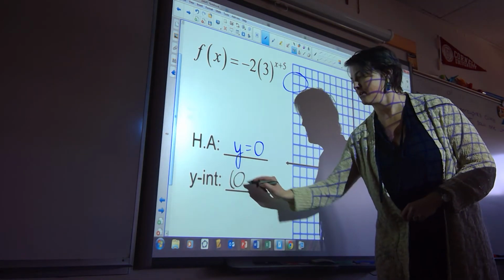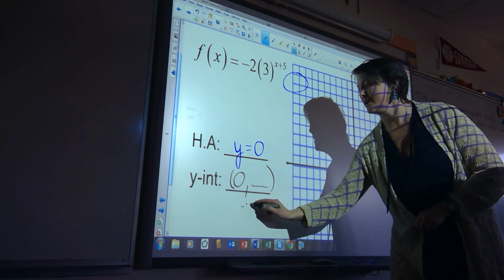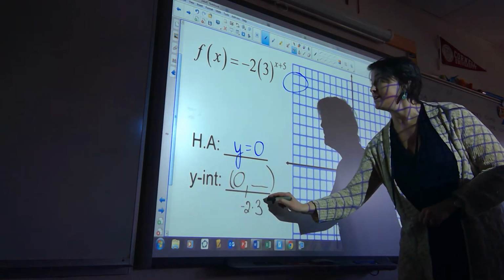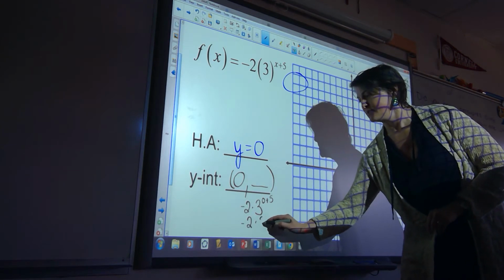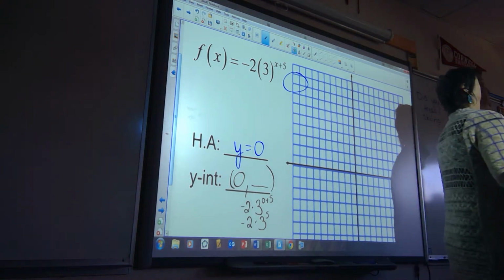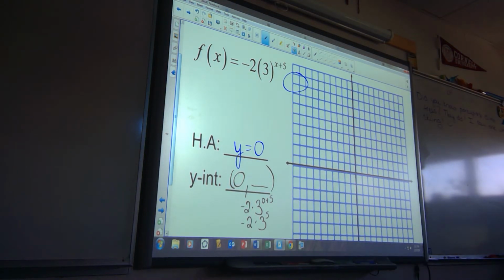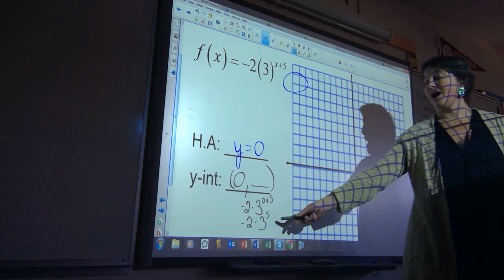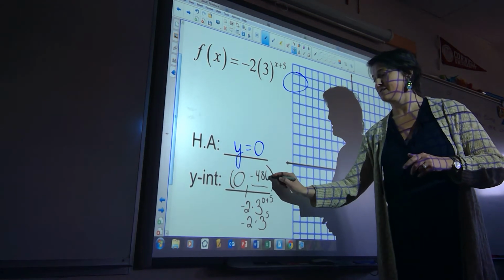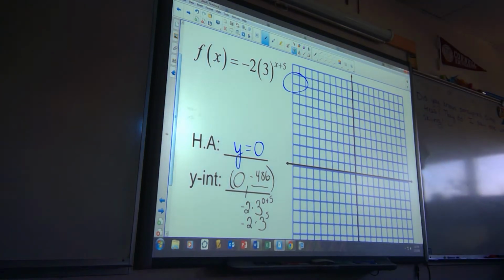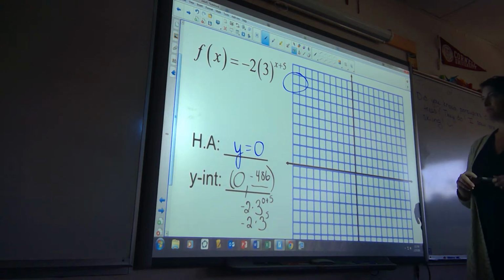Y-intercept, if I plug in a 0, let's see what we get. We would have a negative 2 times a 3 to the 0 plus 5. Oh boy. Negative 2 times 3 to the 5th. 3 to the 5th is a very large number. 3 to the 4th is 81. So it's 243 times negative 2. So negative 486. Goodness, this is growing very fast. All right, I obviously cannot plot that y-intercept.